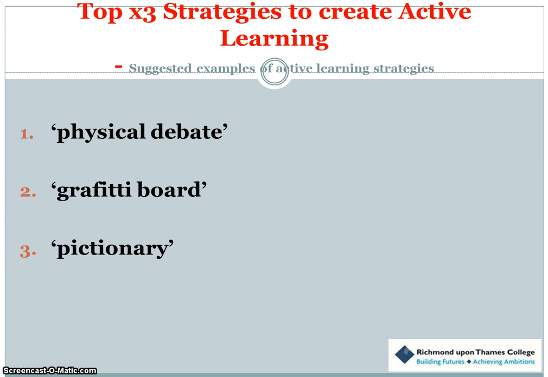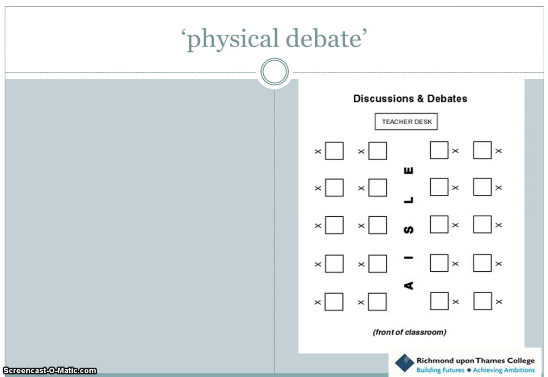So, to look at our third learning objective, examples of active learning strategies which can be used within the classroom. The 3 that I'll be focusing on today are number 1, a physical debate, number 2, the graffiti board, and number 3, Pictionary. So firstly, strategy number 1 is that of the physical debate.